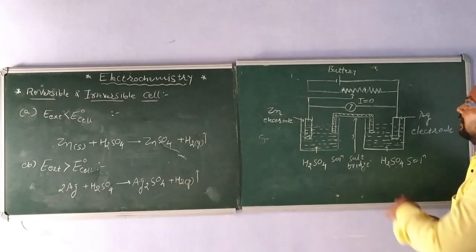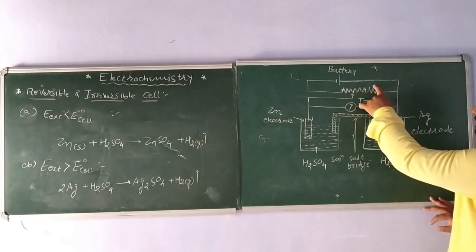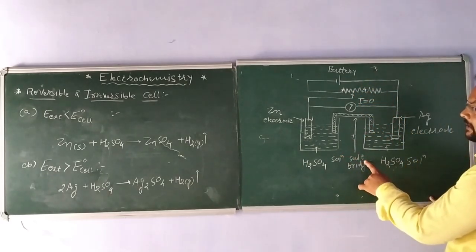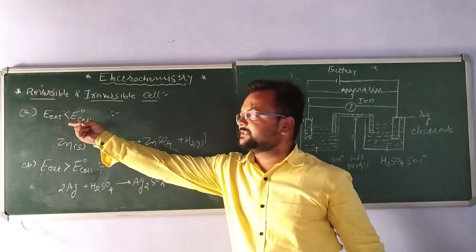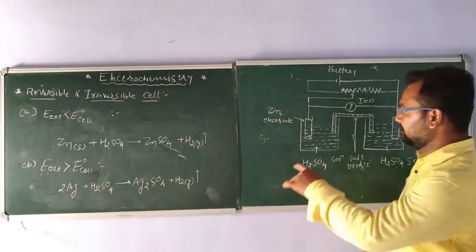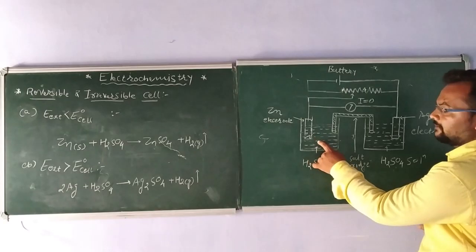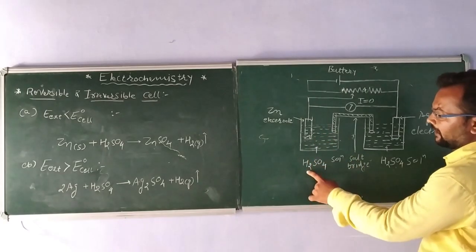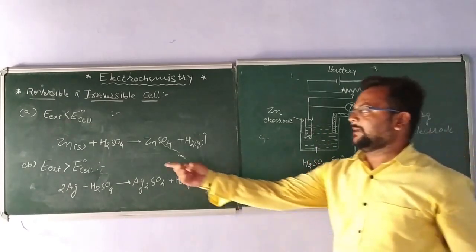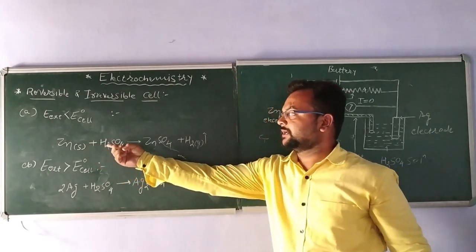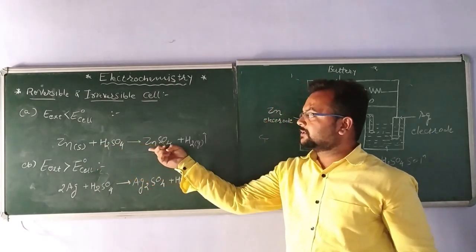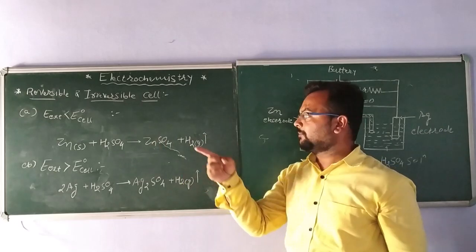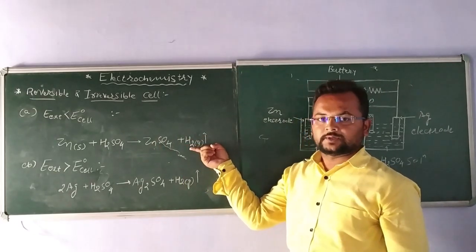In the first condition, if the external applied voltage is less than the EMF of the cell, that means E external is less than E0 cell, then zinc is oxidized into Zn+2 with evolution of H2 gas. Then what chemical reaction do we get? Zn solid plus H2SO4 gives ZnSO4 in aqueous form and evolution of H2 gas.